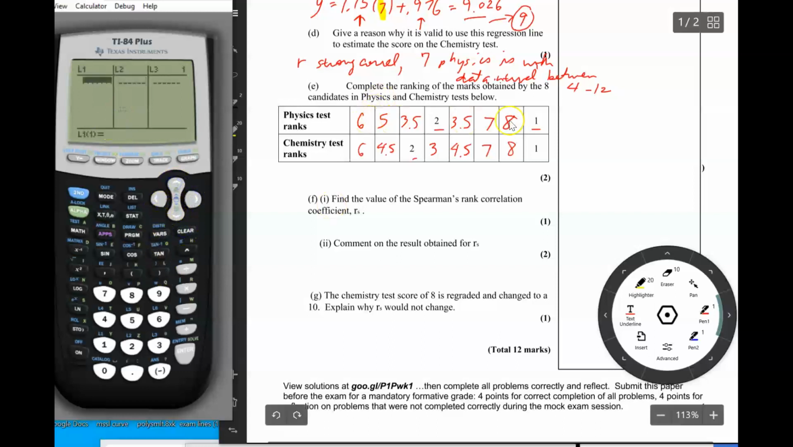So we'll start from the left and go to the right. We need to go the same order for both to make sure that the 6 chemistry is together with the 6 physics. The 5 physics is together with the 4.5 chemistry, because each one of these is like a person, and we need to see how the chemistry and the physics test for each person relates to the other.